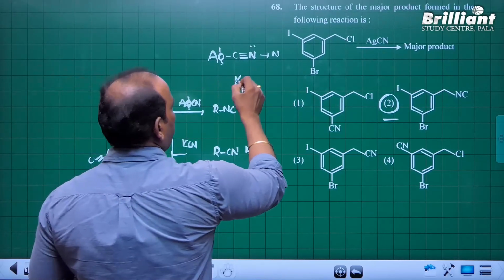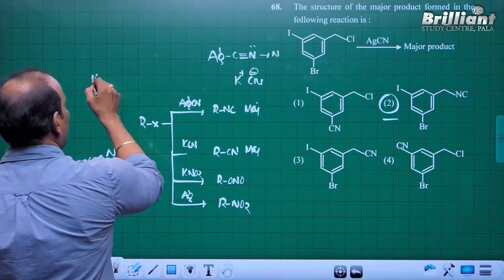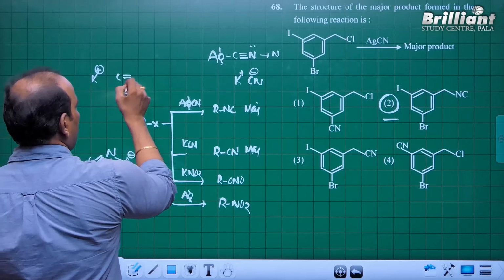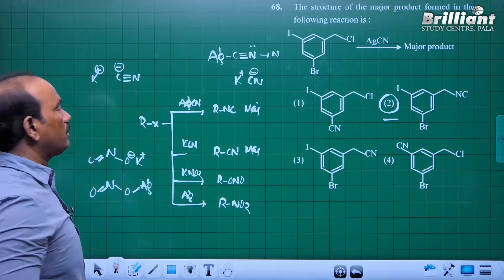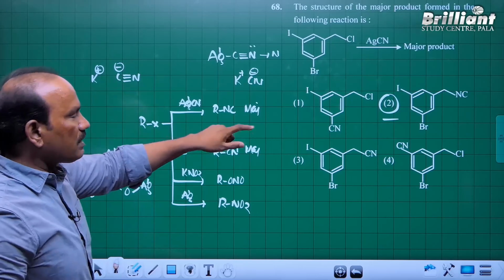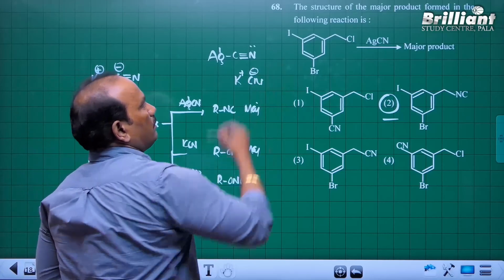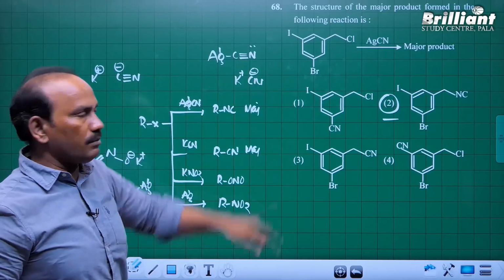This is K plus and CN minus. Then K plus, C triple bond N minus. Okay? If KCN is added, you get the cyanide directly. With the other one, N is attached.